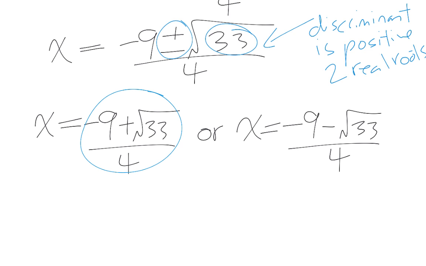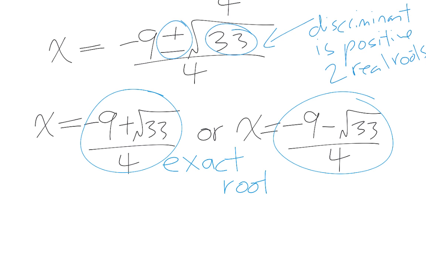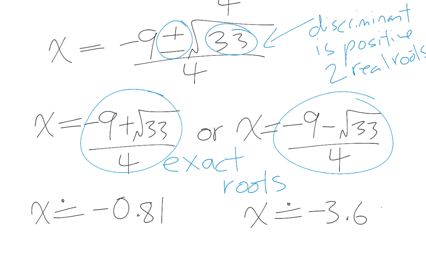Both of these answers would be considered exact roots because you're not converting them to a decimal and rounding them. Therefore, they're still exact. However, if you did want to round them, this would be approximately equal to negative 0.81, and this would be approximately equal to negative 3.69. Now, if you had a real-life situation or scenario, you would have to make sense of both these negative numbers to see if they actually mean something in real life.